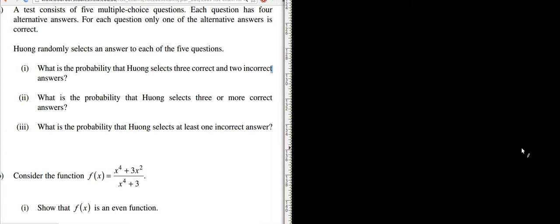Let's keep going. Right, so part B of this question. Part B has given me this function f of x is equal to x to the 4 plus 3x squared, all on x to the 4 plus 3.